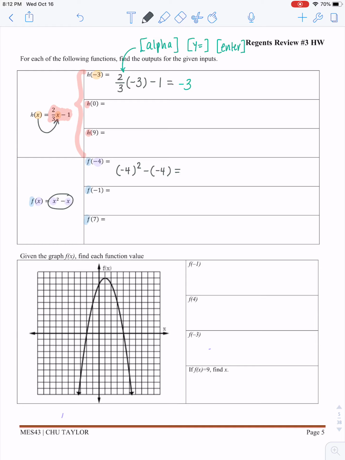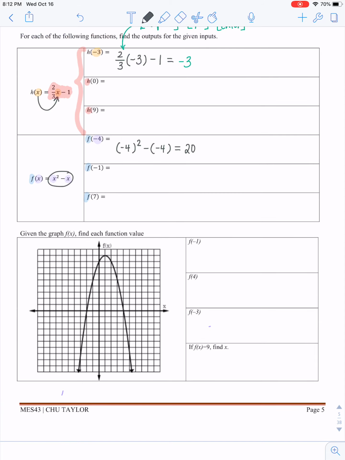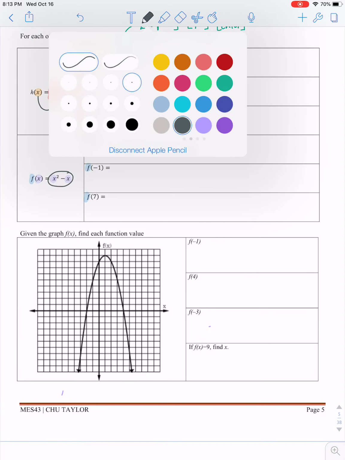Now all we have to do is put this into our calculator, parentheses and all, and you should get a positive 20. If you are not getting a positive 20, it's because you are inputting something incorrectly into your calculator. Make sure you're using parentheses, make sure you're using negatives, and sometimes make sure you're using subtractions, the difference between the two. Let's take a look at the problem below.